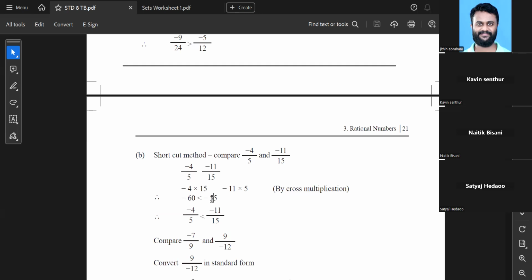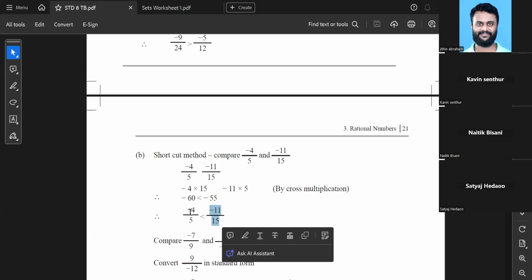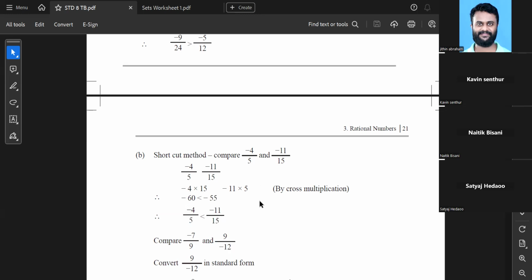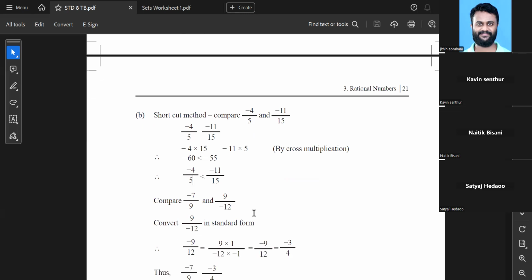And from these two numbers, you can easily figure out that minus 55 is definitely greater than minus 60, which means the second number is greater than the first number. So instead of minus 55, I'll write the second number. Instead of minus 60, I'll write the first number. So this is another method to compare.